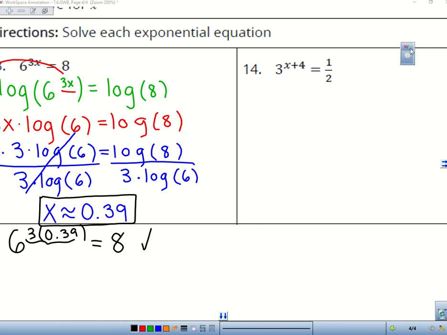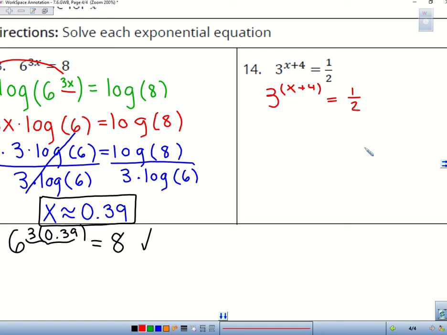All right, so for number 14, first thing I want you to do, when you see you have an exponent with 2 terms, everybody see how I have 2 terms in my exponent? I want you to put those in parentheses before you do anything else, okay? Very, very important. Order of operations, you'll see why it becomes important. I'll talk a little bit about that.